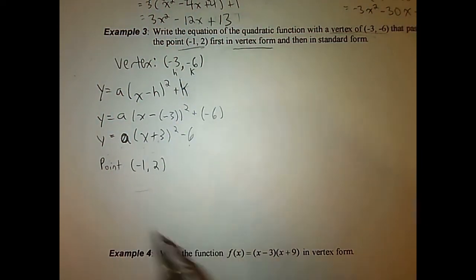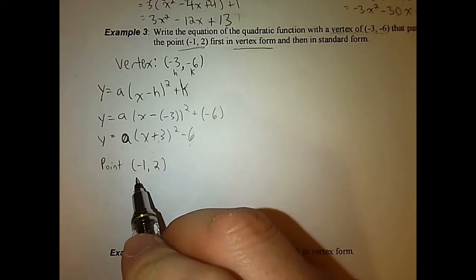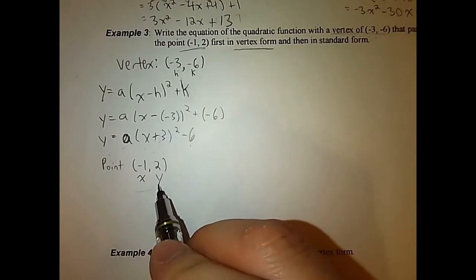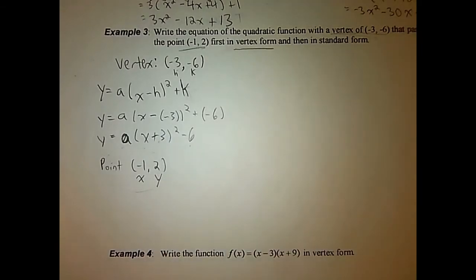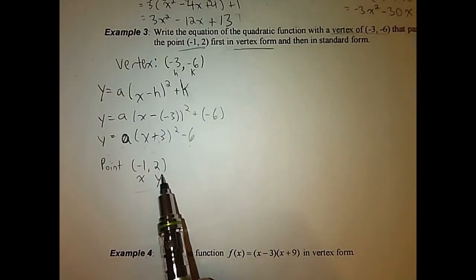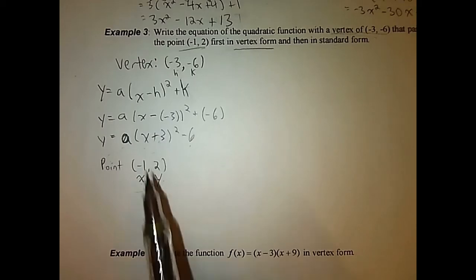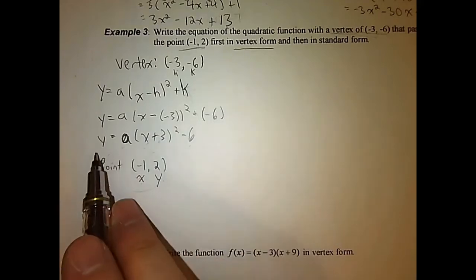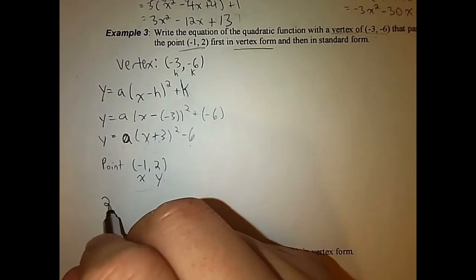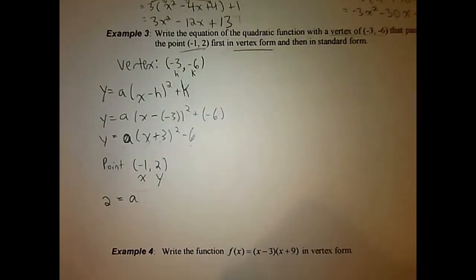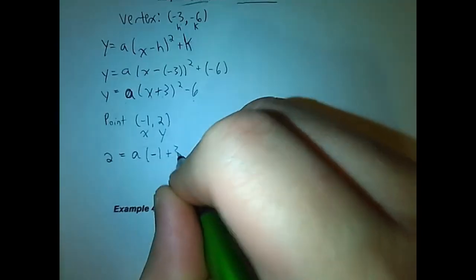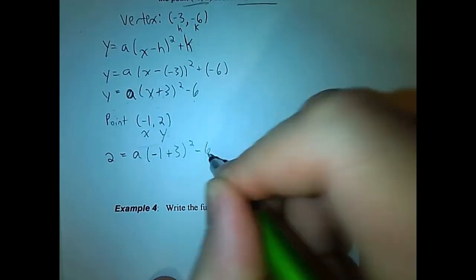Well, what can we do with these? These represent a point. We can say the first number is always an x value, and the second number is a y value. I'm pretending that somebody's yelling it out in class. That's why I'm pausing like that. If you need to pause the video, don't be afraid to pause the video too. So I have an x and a y. We're just going to substitute those in. So y is going to become 2, and we have 2 = a(-1 + 3)^2 - 6.